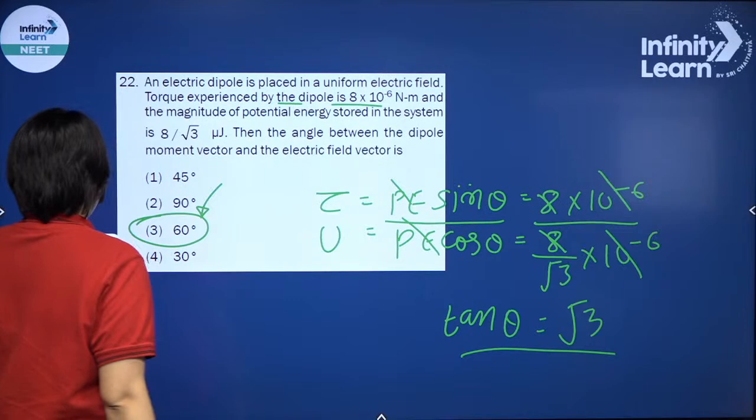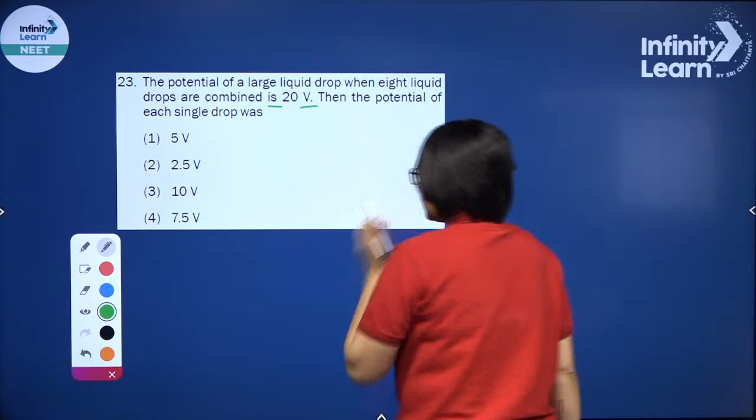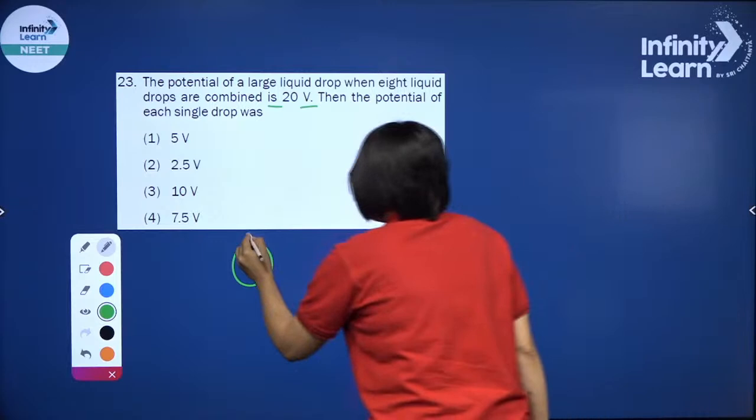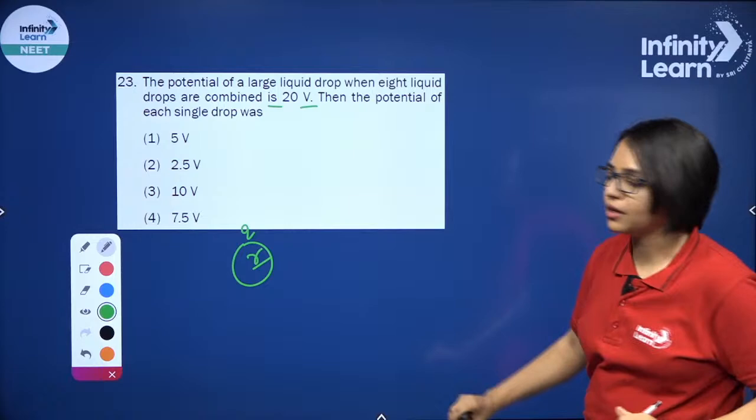चलिए क्वेश्चन नंबर 23. द पोटेंशियल ऑफ अ लार्ज लिक्विड ड्रॉप व्हेन 8 लिक्विड ड्रॉप्स आर कंबाइंड इज 20 वोल्ट, ठीक है? हमारे पास 8 लिक्विड ड्रॉप्स हैं, हर ड्रॉप पे चार्ज अज्यूम कर लेते हैं Q और हर ड्रॉप का रेडियस मान लेते हैं स्मॉल r, ठीक है? इसमें आपको एक शॉर्टकट बताते हैं, हो सकता है आपको नीट के एग्जाम के लिए काम आ जाए बेटा, बहुत ही प्यारा सा शॉर्टकट है, राइट?